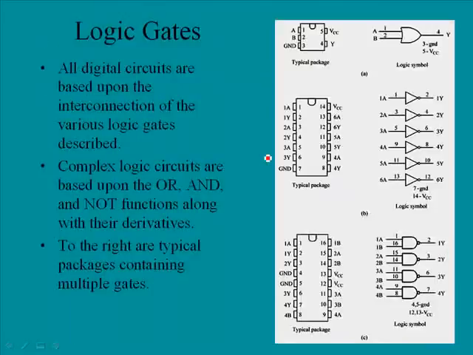And here we have some logic gates. All digital circuits are based upon the interconnection of the various logic gates described. Complex logic circuits are based upon OR, AND, and NOT functions along with their derivatives. To the right are typical packages containing multiple gates. So here's one package and it's got 6 inverters in it. And here's another chip package, and this has 4 NAND gates. And this is done simply to make it possible to put more gates on a given circuit board.